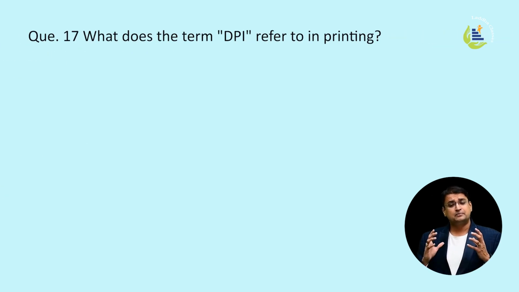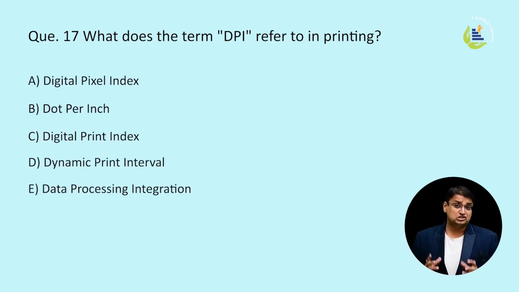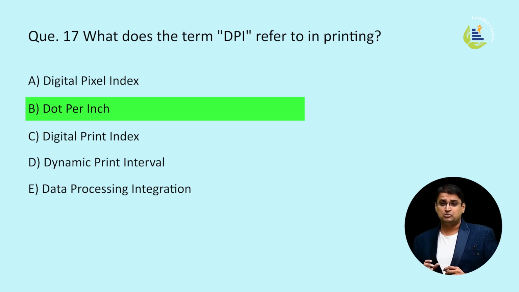Question 17. What does the term DPI refer to in printing? Options are digital pixel index, dot per inch, digital print index, dynamic print interval, data processing integration. Correct answer option is B, dot per inch, because DPI stands for dots per inch and measures the resolution of a printer, indicating how many dots it can print in 1 inch of space.